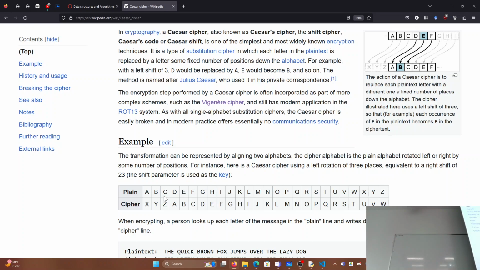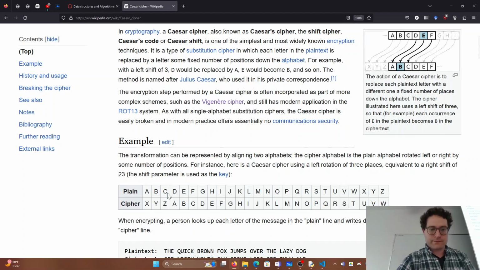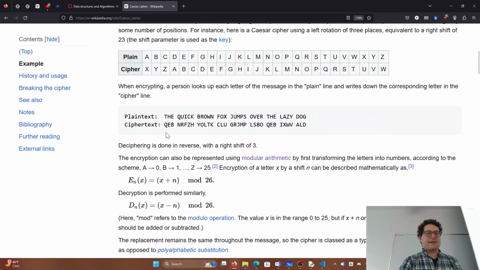And there's only 25 possible keys that are worthwhile for turning something into gibberish. There's a 26th key, which is move it forward 26 spaces, but that's just going to give you your plain text again. Plain text being the input, ciphertext being your gibberish output, okay? And it does look like gibberish.